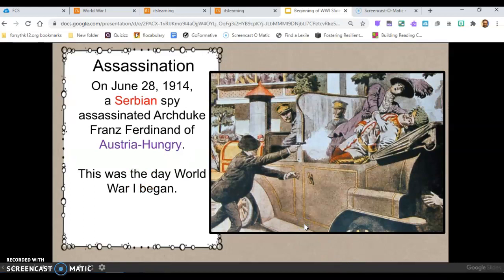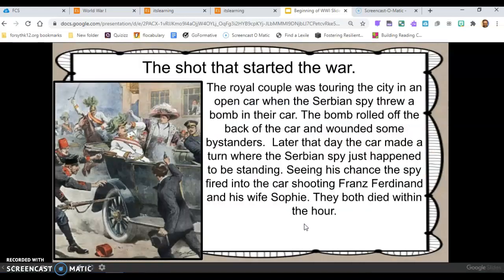And then what happened was on June 28, 1914, a Serbian spy, a Serbian nationalist, someone who was very supportive of their country, assassinated Archduke Franz Ferdinand of Austria-Hungary. So basically, the heir to the throne of Austria-Hungary was sadly killed. And so this assassination really started things moving in the direction of not just a war with two countries, but a world war. And so this shot started the war in a lot of ways.